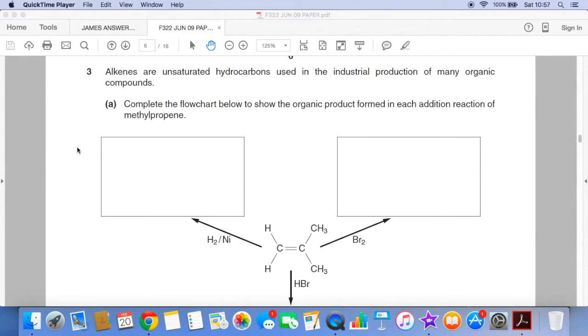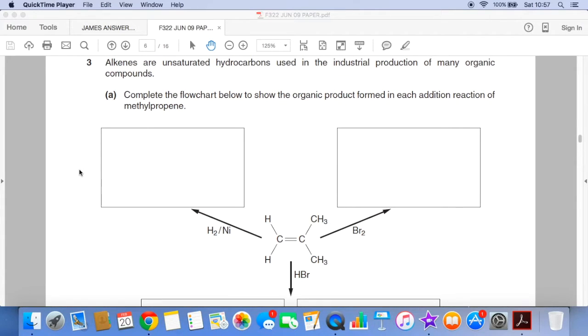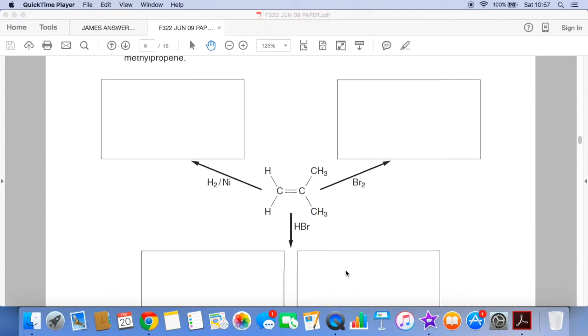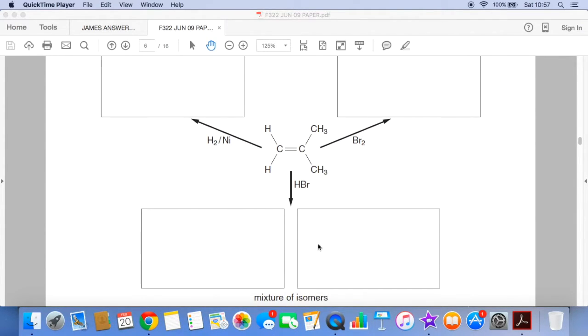I'm going to look at a question that is about alkenes. The question starts off testing our knowledge of the reactions of alkenes. We've got to complete the flow chart by adding the structures of the organic products of the reaction of this alkene here with hydrogen in the presence of a nickel catalyst, bromine and HBr. And notice that there are two boxes here because there are two possible products.